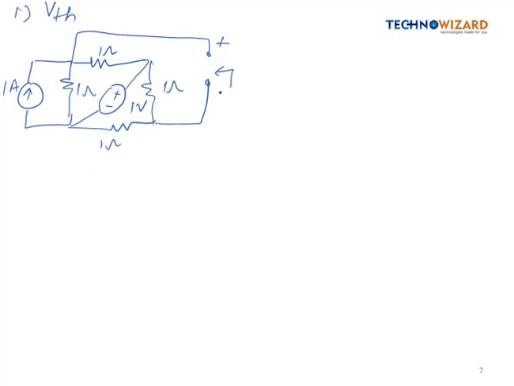So this terminal will be plus and minus, so this is VTH, so I have to calculate this VTH value. I have assumed the voltage at this node is V1 and the voltage at this node is V2. So let's apply nodal analysis at V1, right?